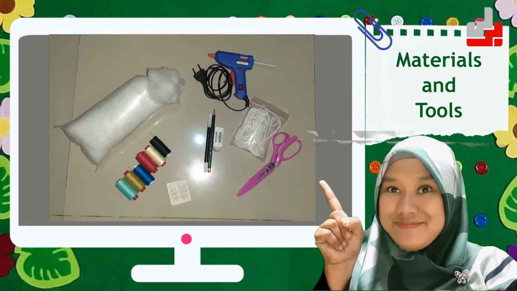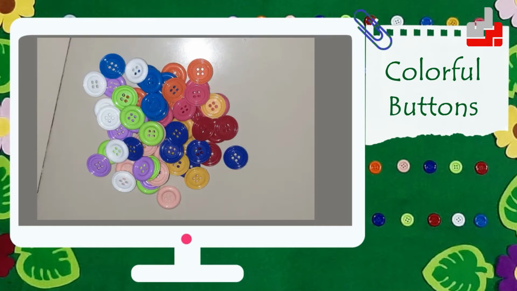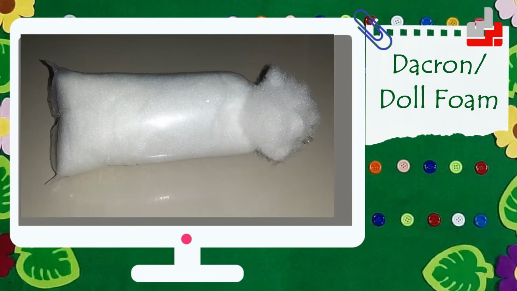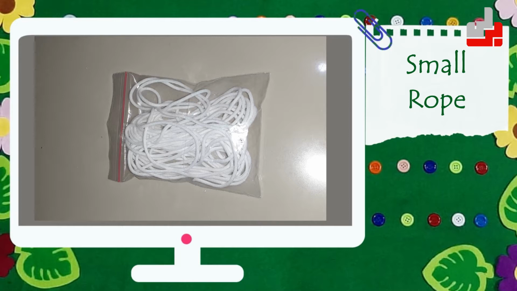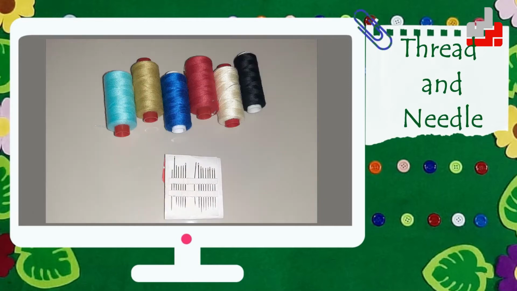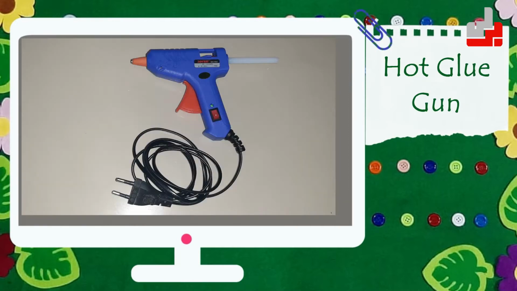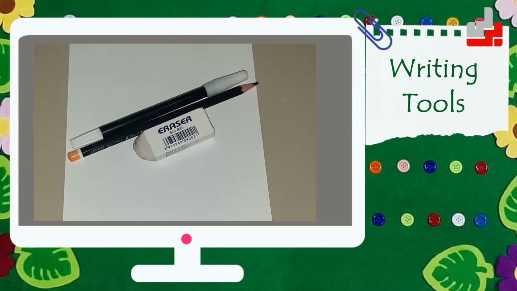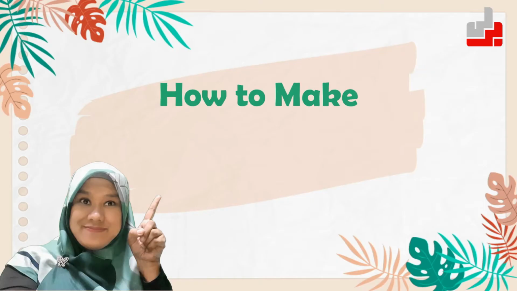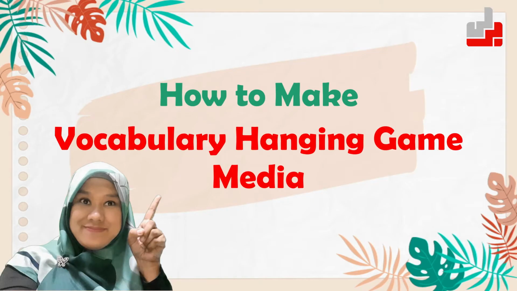The materials and tools used in making this media are flannel cloth, colorful buttons, dacron or doll foam, small rope, thread and needle, scissors, hot glue gun, and writing tools. And this is how to make vocabulary hanging game media.